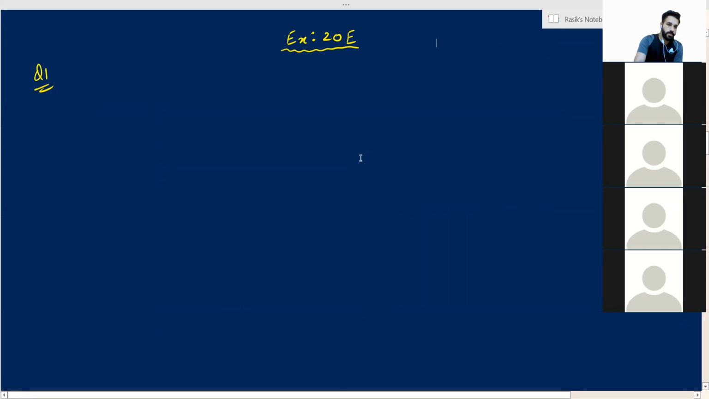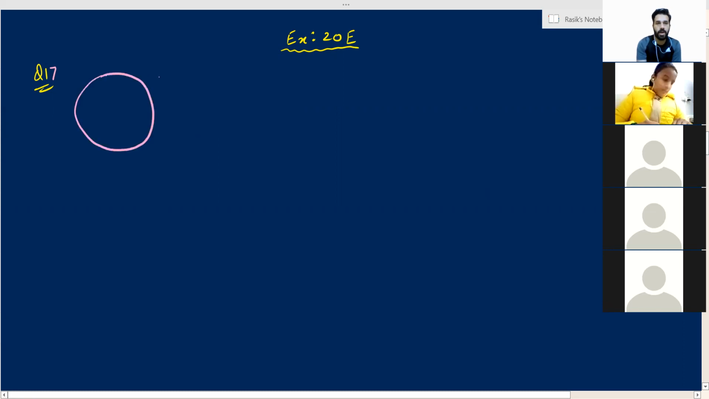Question number 17. Find the distance covered by the wheel of a bus in 2000 rotations if the diameter of the wheel is 98 centimeters. So there is a wheel of diameter 98 centimeters.